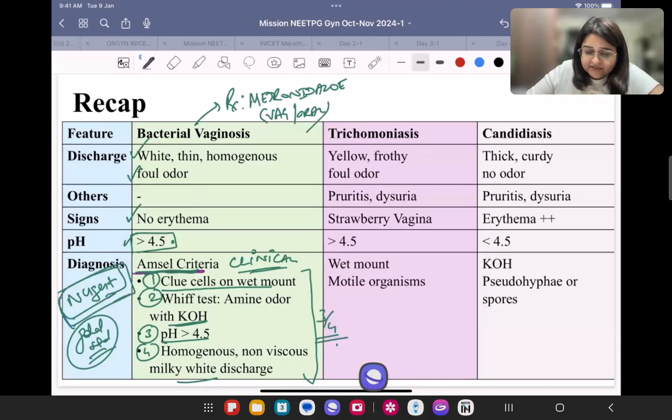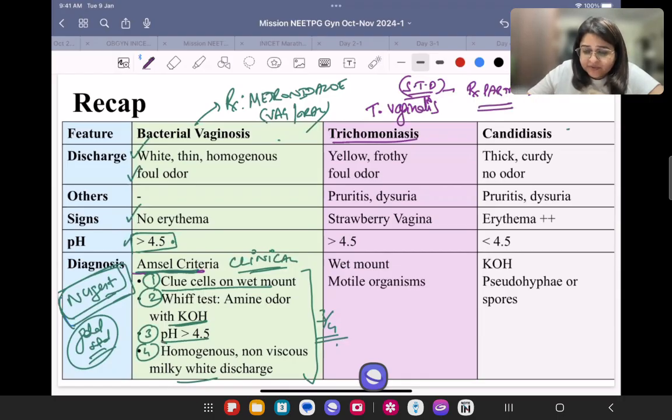Next is trichomoniasis, which is caused by the protozoal organism Trichomonas vaginalis. And remember, this is a sexually transmitted disease. BV is not sexually transmitted, although it increases the risk of STDs, but it by itself is not an STD. Candidiasis is not an STD. Trichomoniasis is an STD. Okay, so that means what? That means you have to treat the partner also.